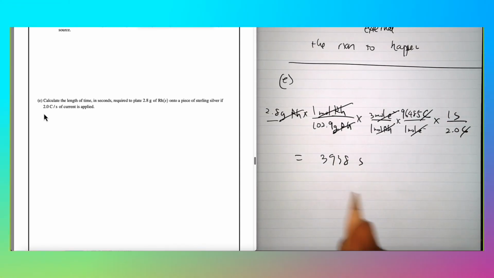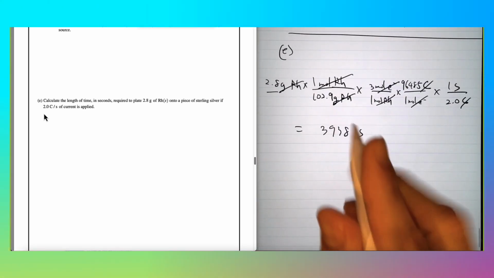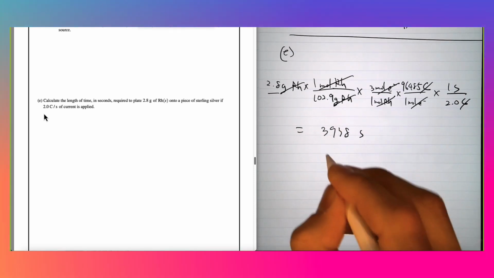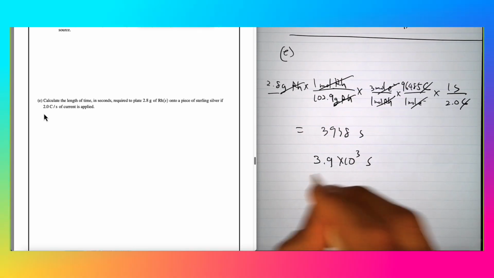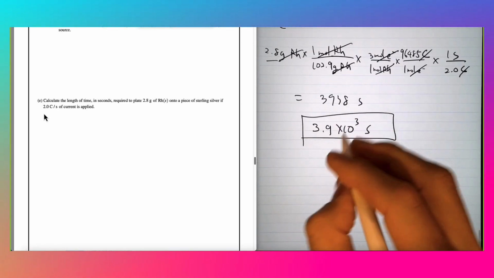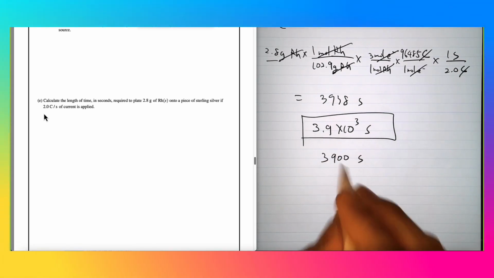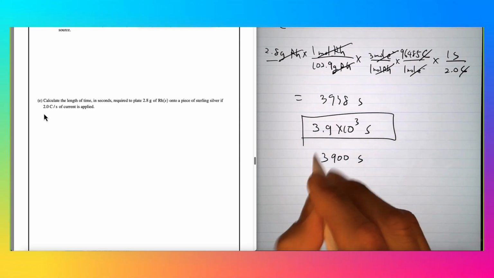They ask for seconds, so don't try to change to hours or minutes. To keep 2 sig figs, I'm just gonna write in scientific notation. So 3.9 times 10 to the power of 3 seconds. And that should be the correct answer. You could have also written it as 3900 seconds. That's 2 sig figs, but don't put a dot there. If you put a dot there, you get 4 sig figs.